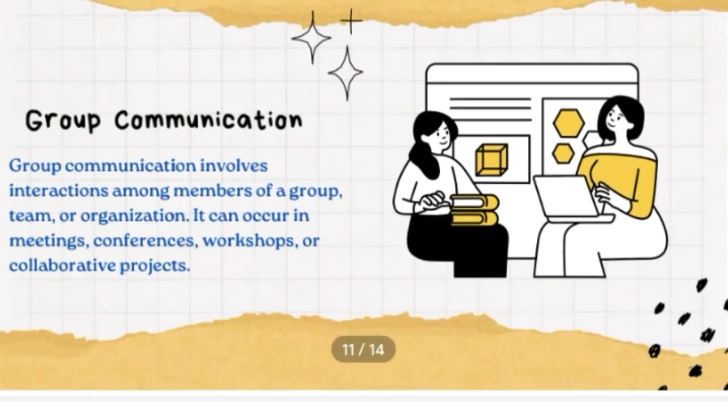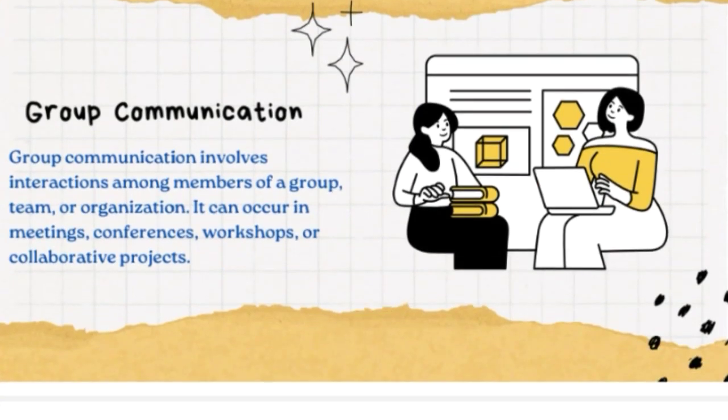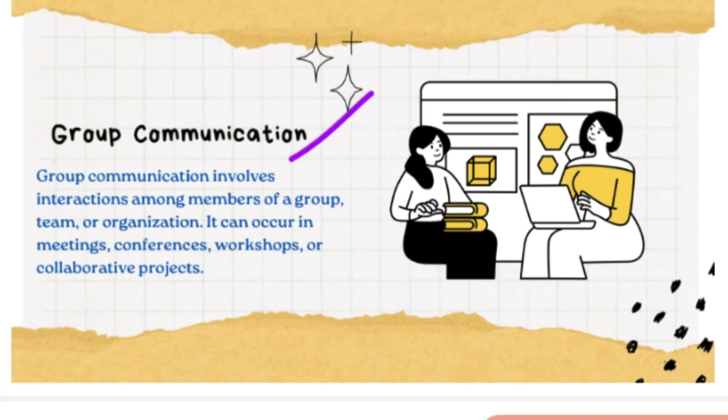So moving next is group communication. Group communication involves interactions among members of a group, team, or organization. It can occur in meetings, conferences, workshops, and collaborative projects. We can also say that it is a kind of verbal communication, but especially for a group. Like you have some idea in your team and you want to discuss that with your members. That falls under group communication.